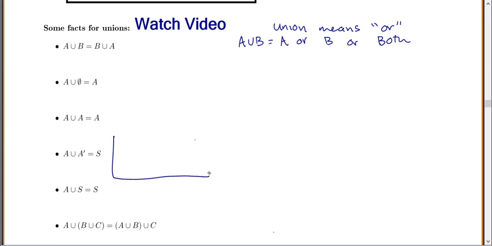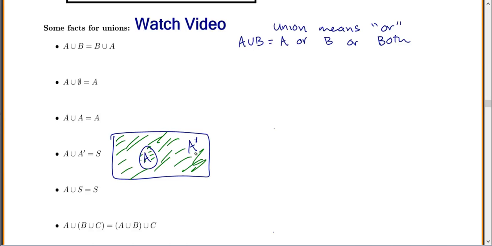Let's go ahead though and look at A and A complement. What happens if you put the two of them together? So we shade everything in A. We also shade everything in A complement, or both. There's nowhere that they overlap, so there's no both. But notice we've gotten everything in the original sample space of S.